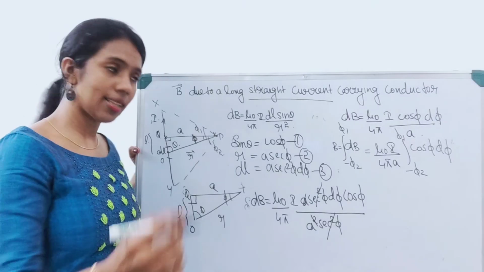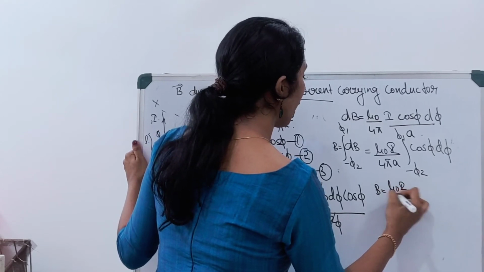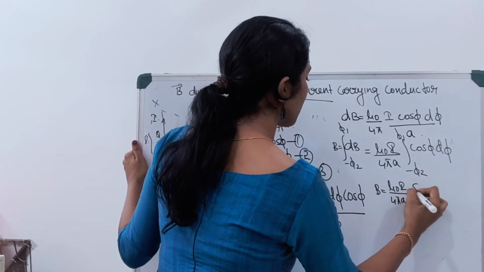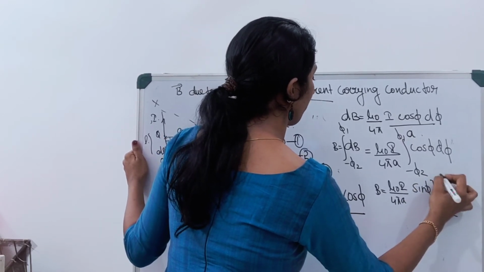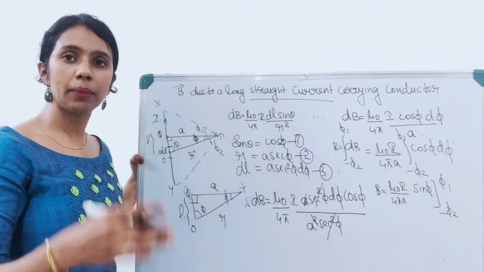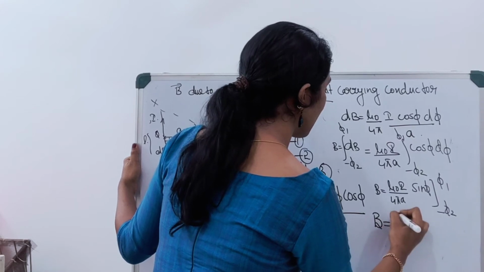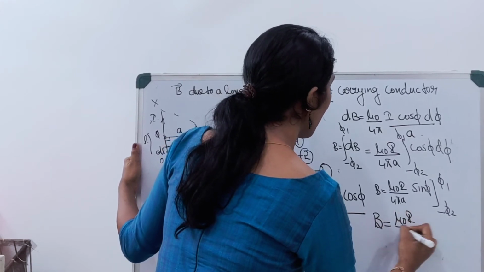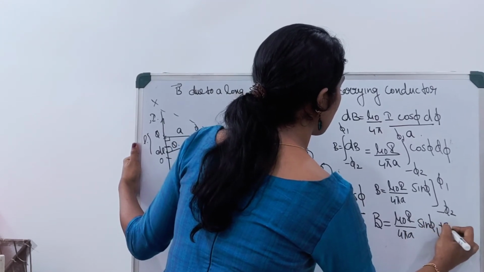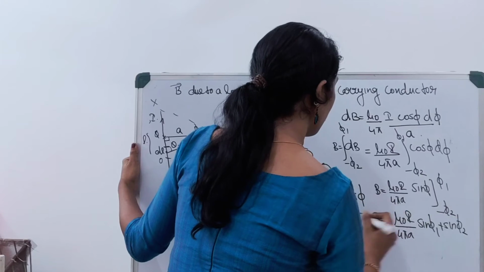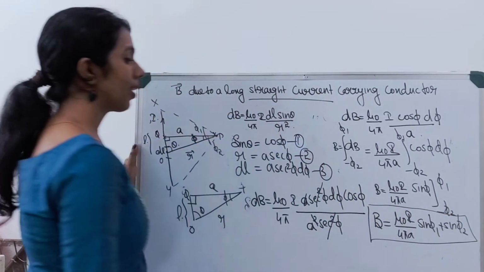Integral of cos phi is sin phi. So B is equal to mu 0 I by 4 pi a sin phi within the limit minus phi 2 to phi 1. Applying the limit, upper limit minus lower limit, we will get an equation for magnetic field. B is equal to mu 0 I divided by 4 pi a, sin phi 1 plus sin phi 2. So this is the equation for magnetic field due to a straight current carrying conductor.